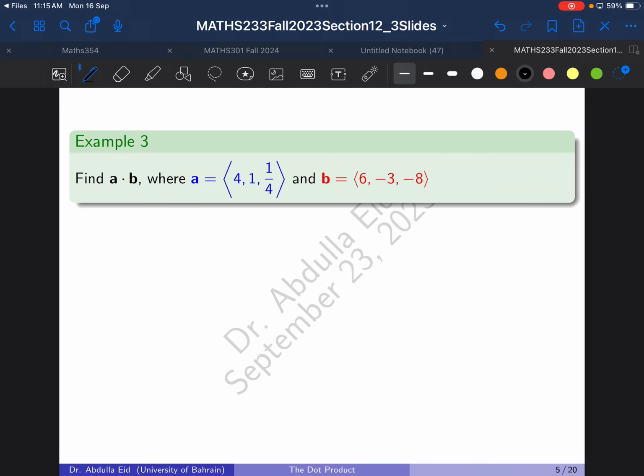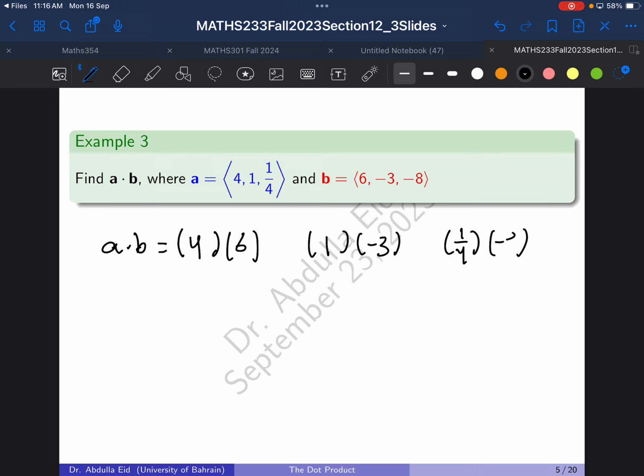So in this case, we have A dot B. It will be the first with the first, second with the second, finally third with the third. What is first with the first? I have 4 and 6. Second with second, I have 1, negative 3. And finally, I have 1 over 4, negative 8.